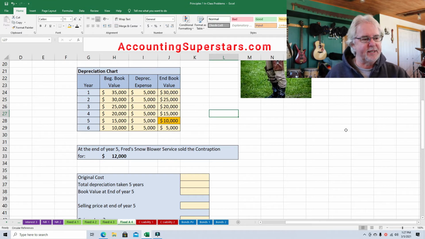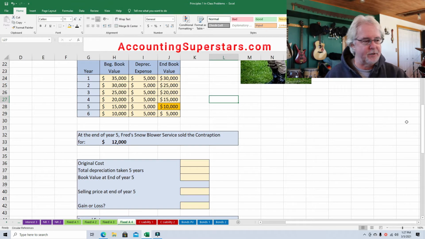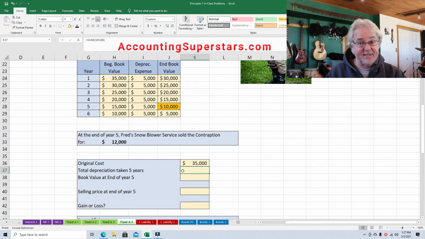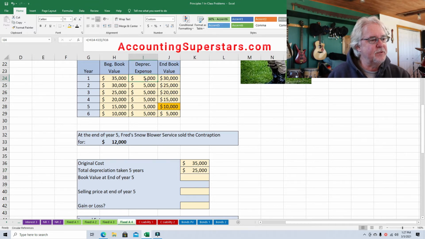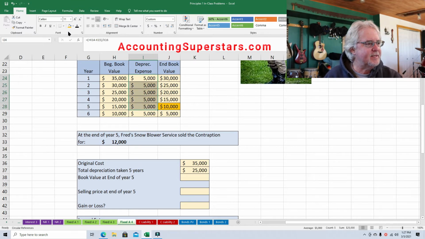So here's how we calculate the gain: we take the original cost. Well, the original cost, we can get it right off the table here, 35,000. And the total depreciation taken in 5 years, because he's selling it at the end of the 5th year, is $25,000. How did I get that? Well, all I did was take the 5,000 once, twice, 3 times, 4 times, 5 times. So 5 times 5,000. All we're doing is adding up the depreciation taken right here.